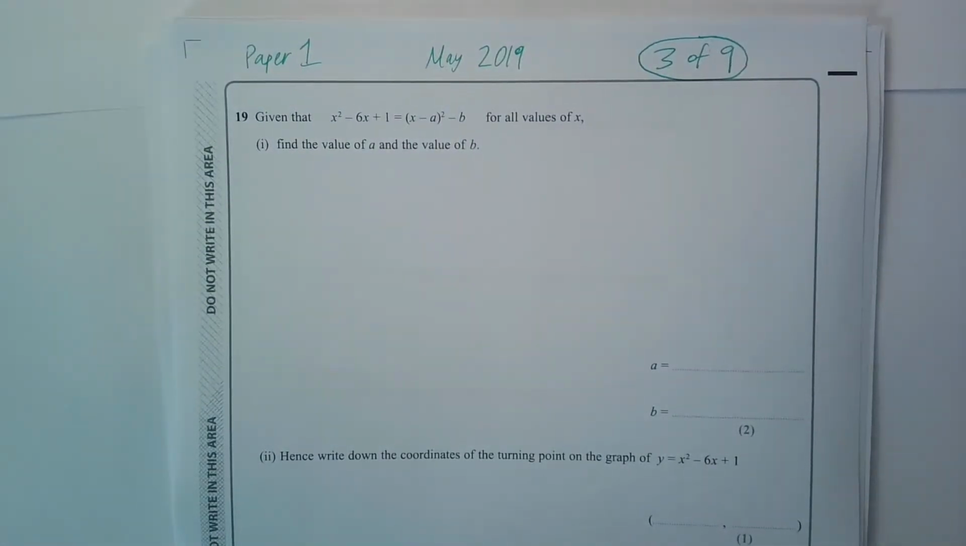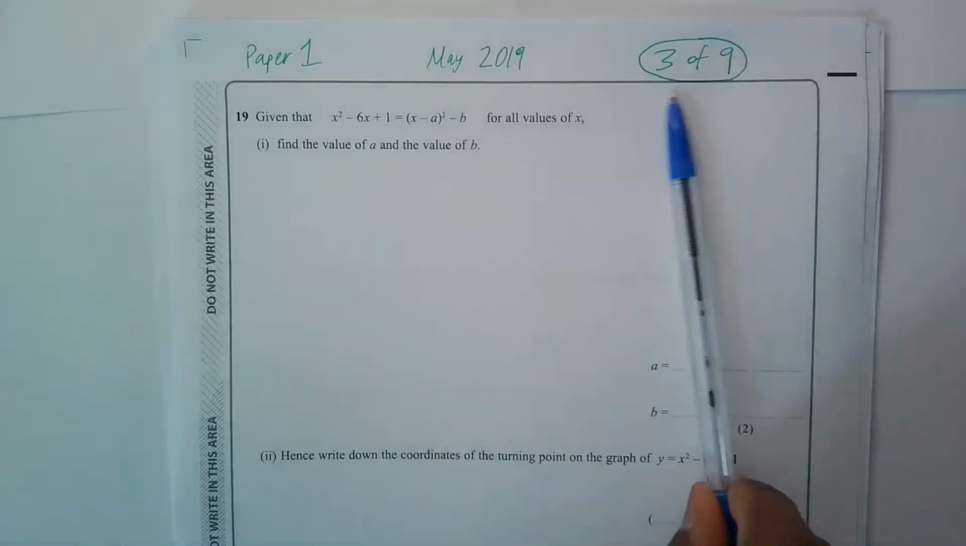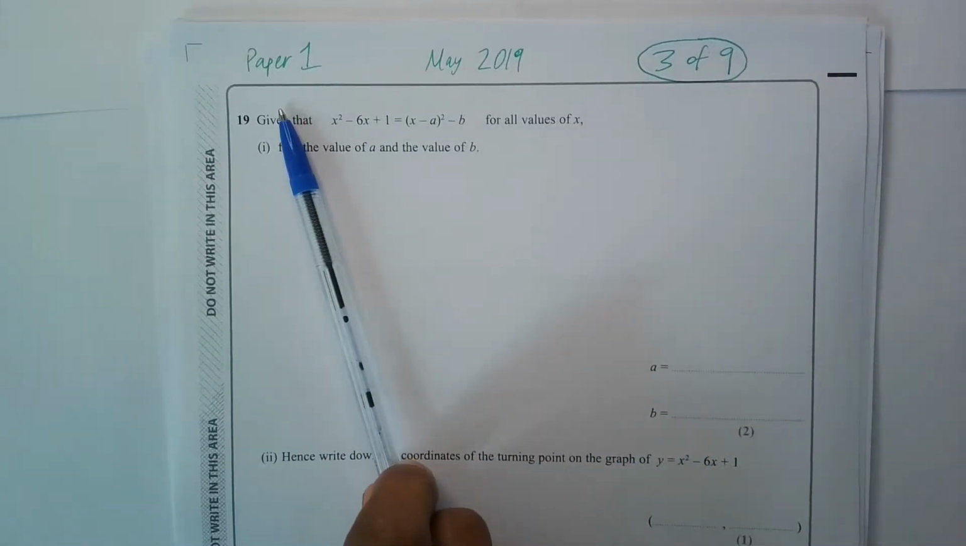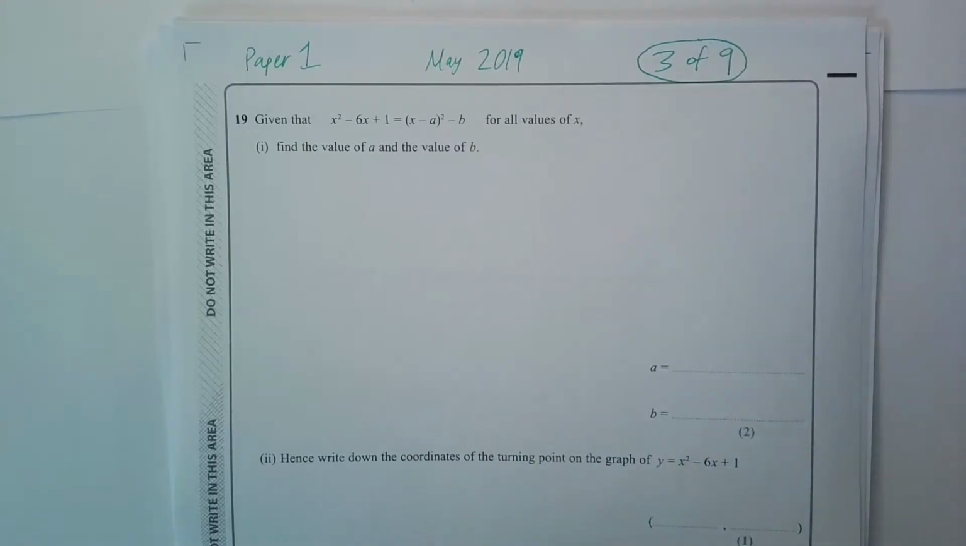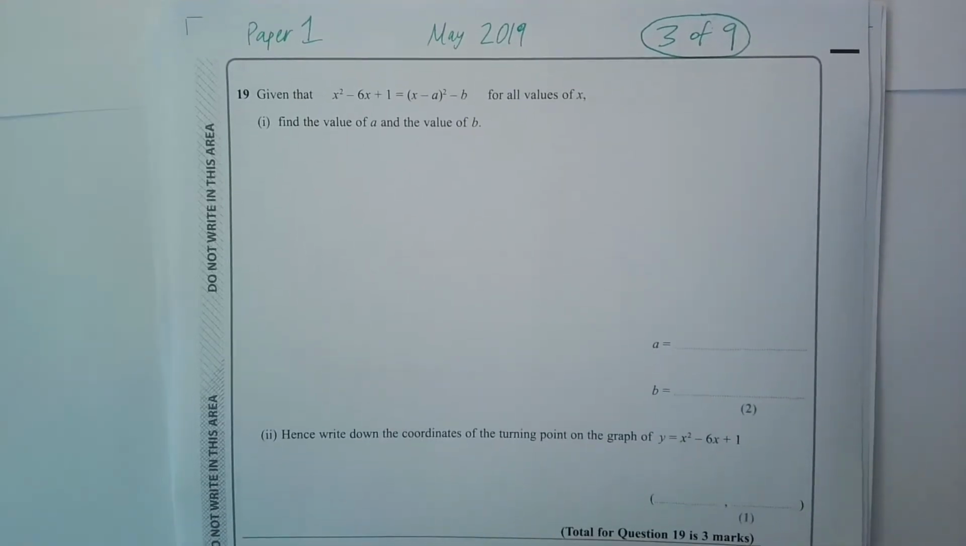Here is the next question. This is question 3 of 9. This is from paper 1, so non-calculator paper, and this is from May 2019. Press pause, and when you are ready, you can press play for the answer.